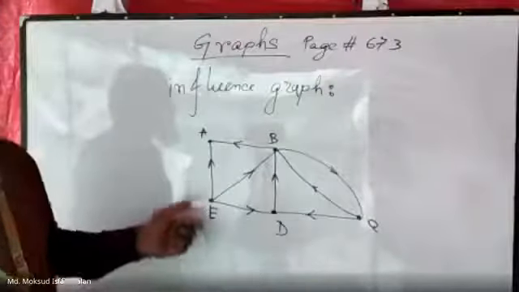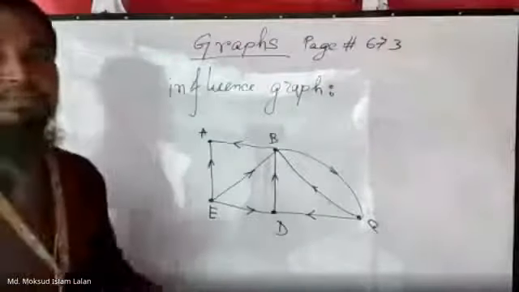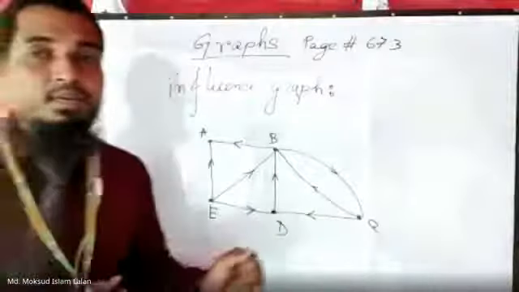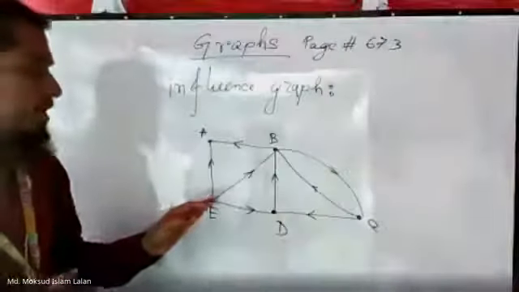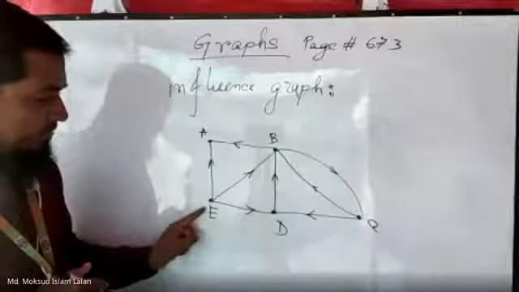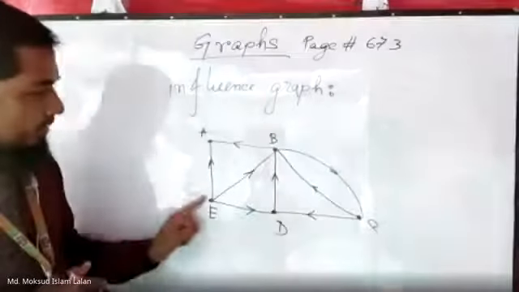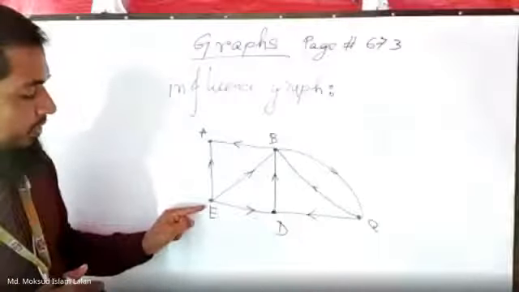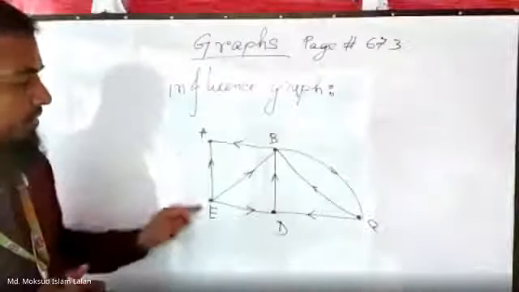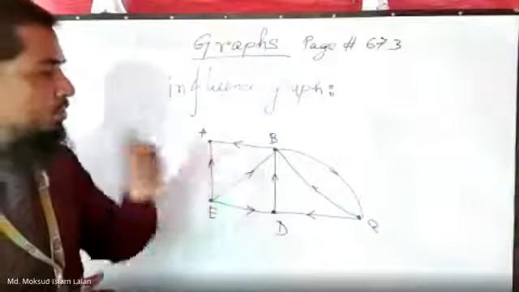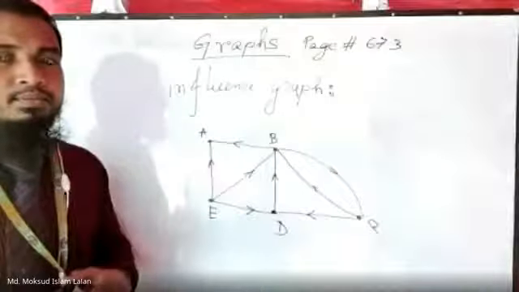Have you finished your writing? Yes, sir. Dear student, this type of graph is called influence graph. So why are we calling it influence? Just look at this E. There is an arrow from E to A, right? E goes to A, E goes to D, E goes to B, right?